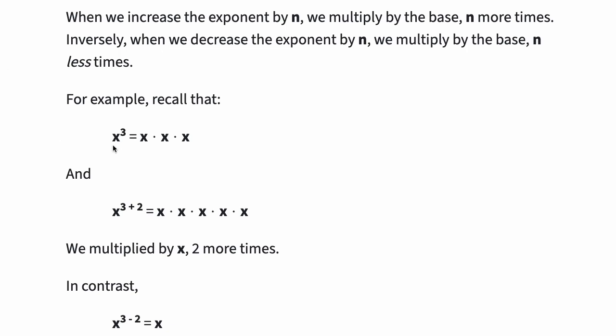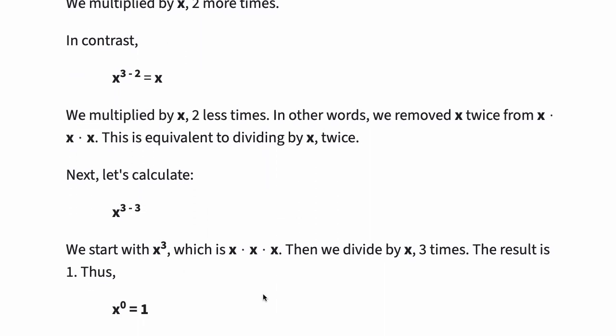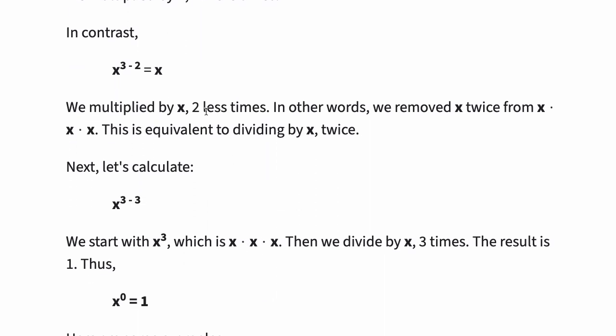For example, recall that x cubed equals x times x times x, and x to the 3 plus 2 is equal to x times x times x times x times x. We multiply by x 2 more times. In contrast, x to the 3 minus 2 equals x. We multiplied by x 2 fewer times. In other words, we removed x twice from x times x times x. This is equivalent to dividing by x twice.